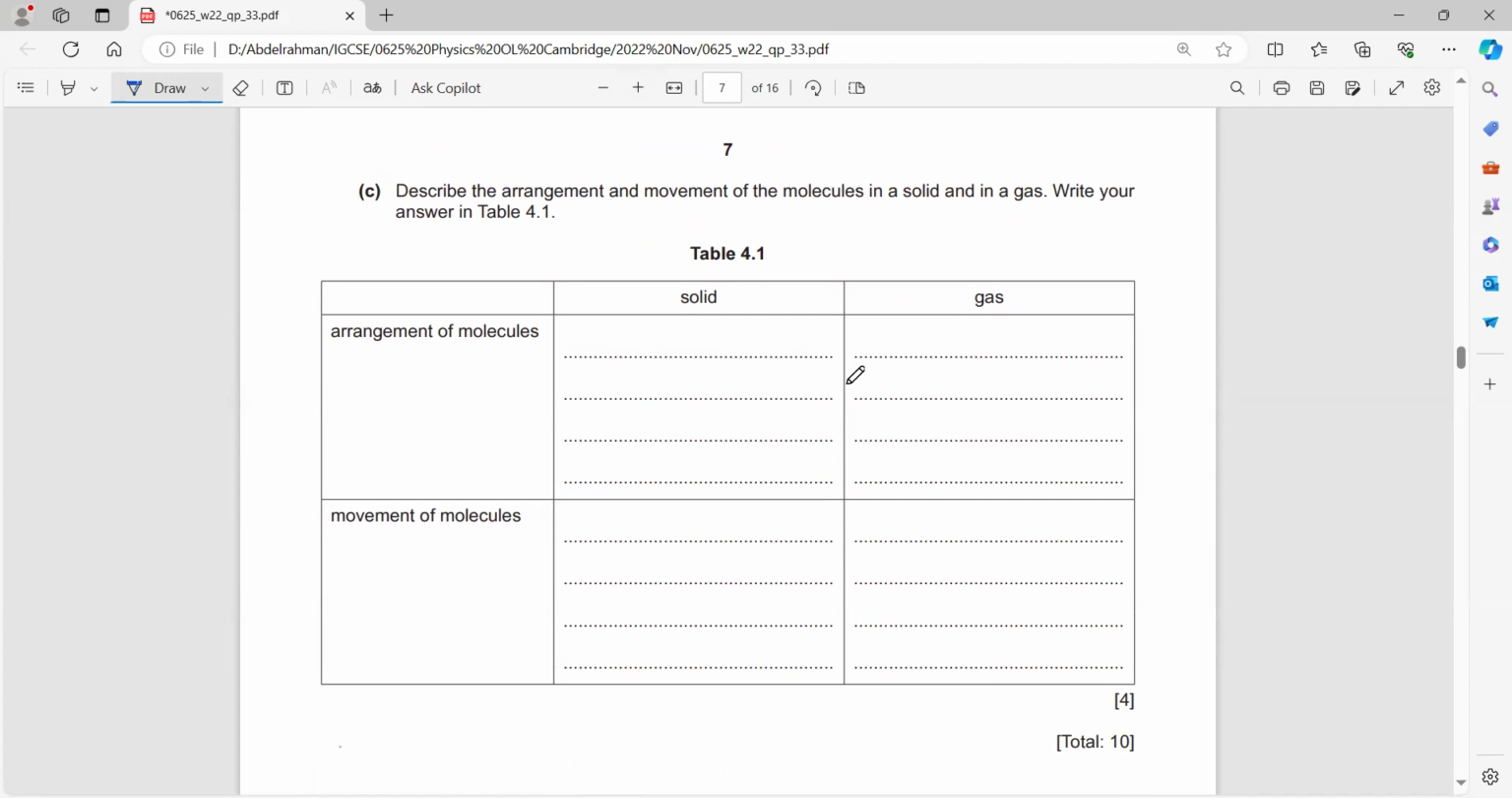Arrangement of the molecules and the motion of the molecules in the solid. What is the arrangement? Regular. Sorry, I got confused. Of course regular. What about the gas? Irregular. Of course irregular. The motion in a solid: fixed, vibrating in place. Gas: they move randomly, with no direction. The motion of the gas is fast and random in all directions. Yeah, in all directions. Nice, bravo.